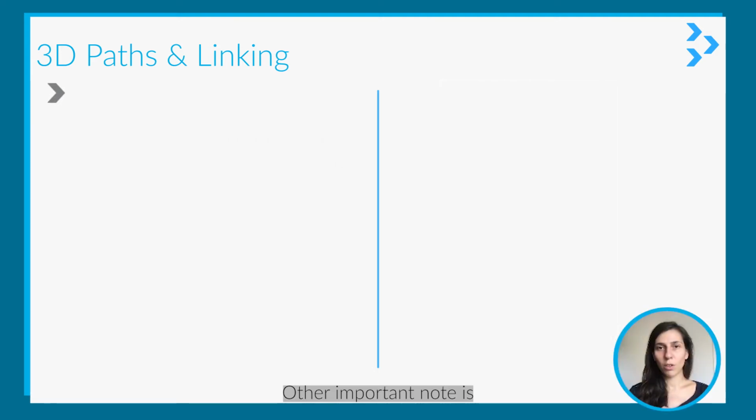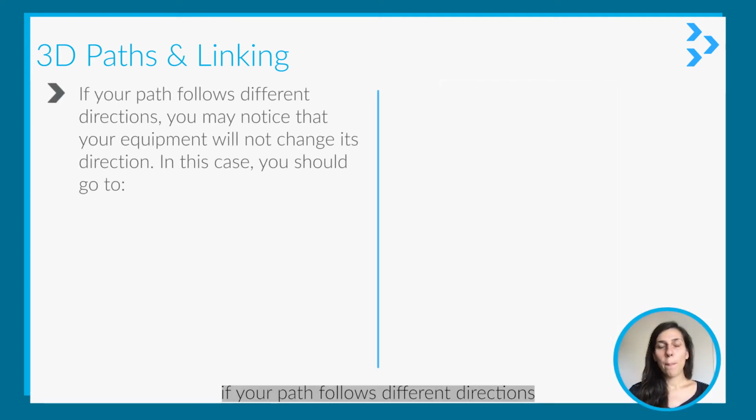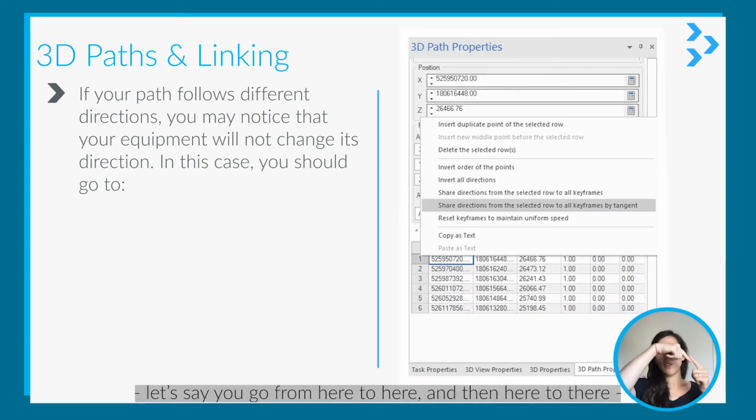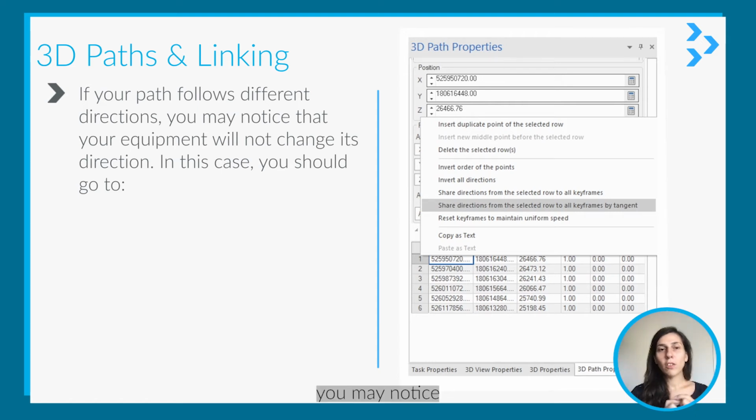Another important note is if your path follows different directions, let's say you go from here to here and then here to there. You may notice that your equipment will not change its direction. So let's say the truck will go like this and then go like this, but actually it should go like this and then turn and go like this, right? So how can you change this?